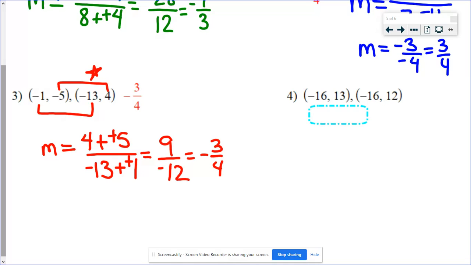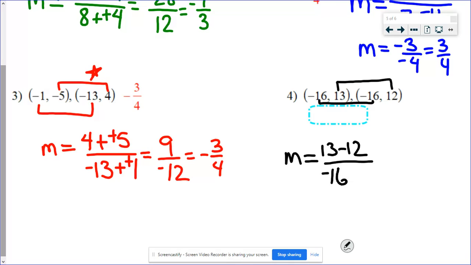And for the last one, y's on the top. Let's go 13 minus 12. And then in the bottom, you should be noticing, we've got a -16 minus a -16. I'm going to get 1 over 0, but that's not okay. I can't have a 0 in the denominator. That's an undefined fraction. So it's an undefined slope. That's like Mr. Slope Guy's nose.